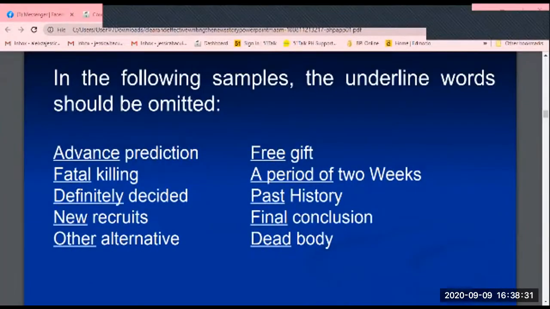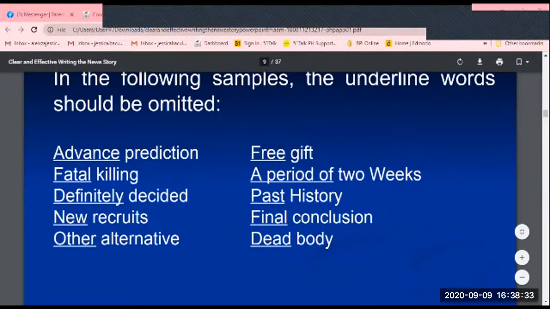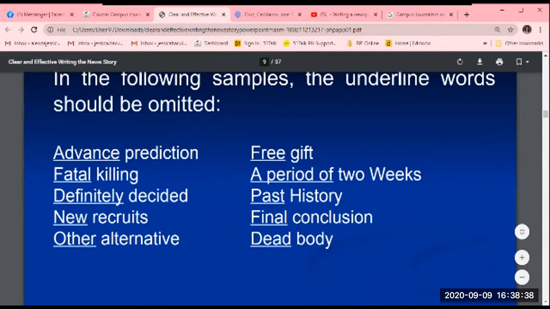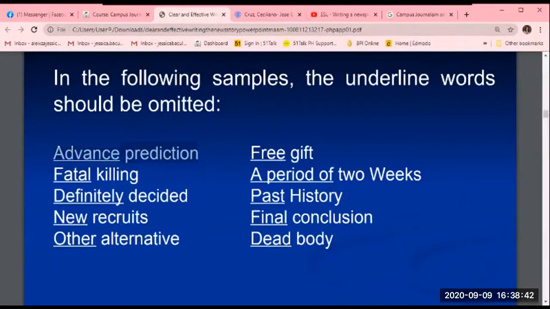In the following examples, the underlined word should be omitted. For example, advanced prediction. Grabe, advanced na prediction pa. The enemy has been slain. Fatal killing. Grabe, makapatay ng fatal killing pa jud. Double kill. Tapos, definitely decided. Grabe, kinasama ka naka-indefinitely decide. Triple kill. Tapos, free gift. Gigift na nimo, free pa gyud. Maniac.